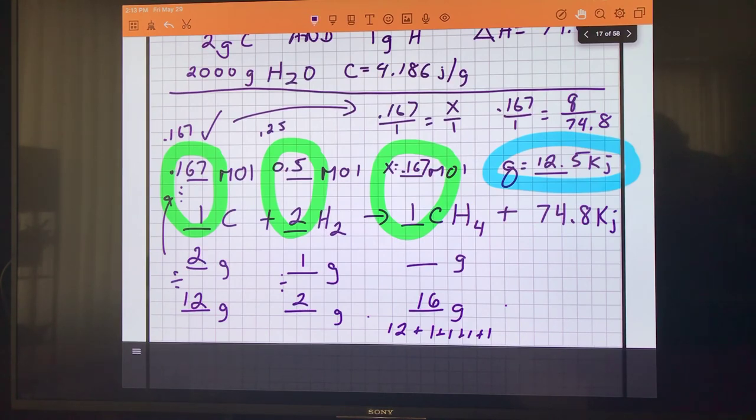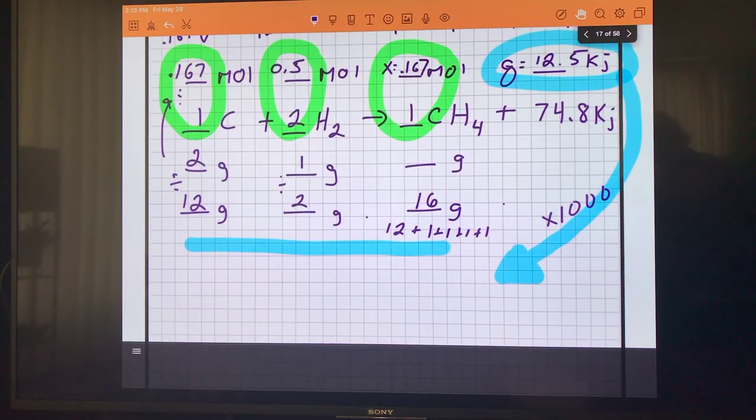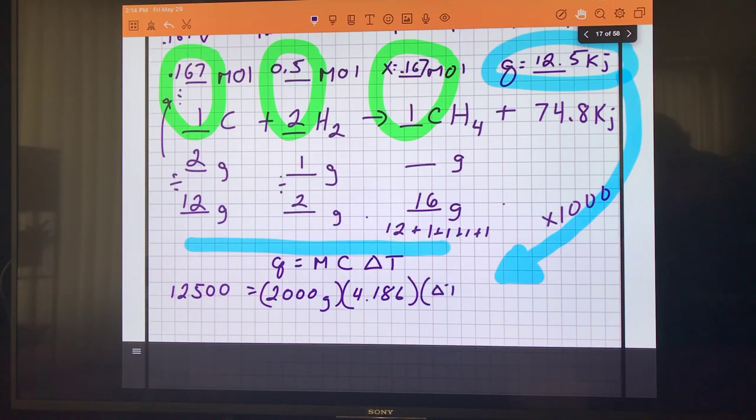So now what we're going to do is take that number, that 12.5 kilojoules, and we're going to go down here because we've got to do our calorimetry next. But keep in mind, when we move it down, we got to multiply by 1,000 because that is in kilojoules, and down below we want to deal in just joules. So down here, we're going to make that not 12.5, but 12,500. All right. Remember this down here, Q equals mC delta T. So Q, we've already got 12,500. The mass, I said we're going to start with 2,000 grams of water. C, the specific heat of water, 4.186. Delta T, change in temperature.